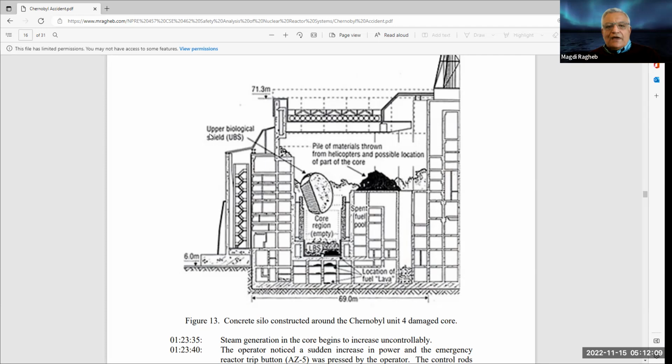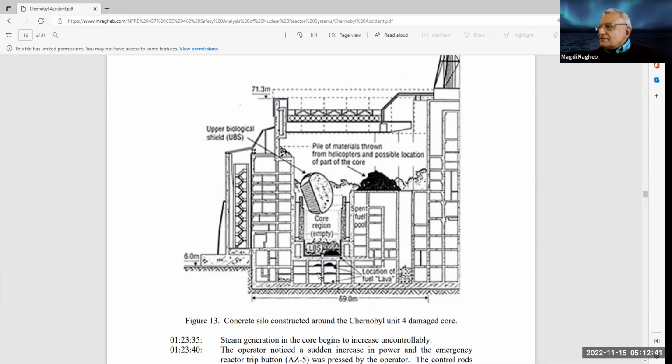But look here, the upper biological shield, a slab that is 800 metric tons, 6,000 kilograms in weight, has been thrown up and then back down again. And the content of the core also has been thrown up, right? So you see it here, that's a pile of material thrown. They also tried to extinguish the fire by dropping materials from helicopters, but part of the core was thrown up.